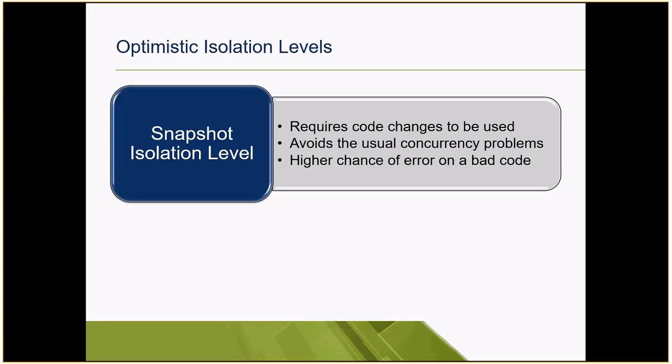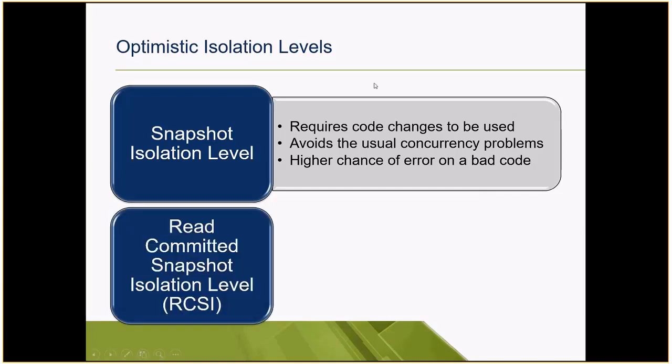However, when we move our concurrency system from a pessimistic concurrency system to an optimistic concurrency system, this kind of bad code that is in production but never causes a problem may cause a problem. If we have this kind of bad code, we may get problems. The snapshot isolation level has a higher chance to give problems with this kind of bad code.